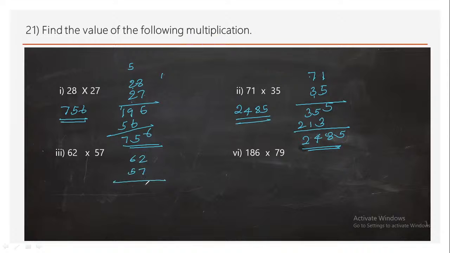7 times 2, 14. 1 remaining. 7 times 2, 14. 1 remaining. 7 times 6, 42. 42 and 1, 43. 5 times 2, 30 and 1, 31. 3,534.